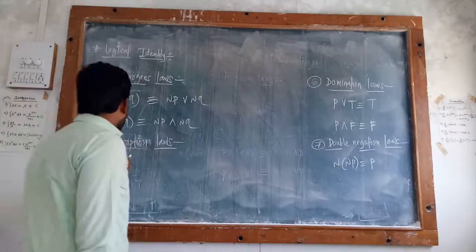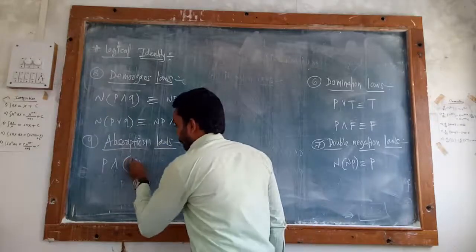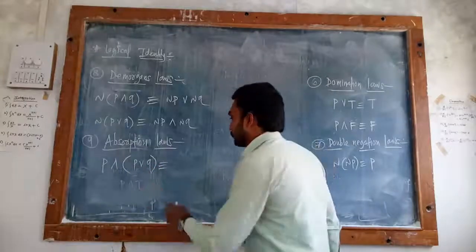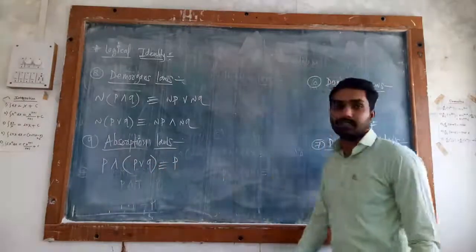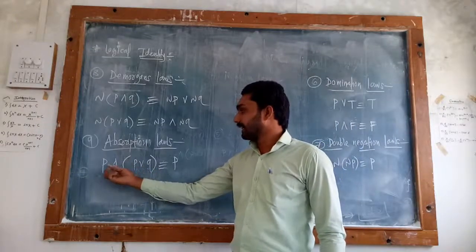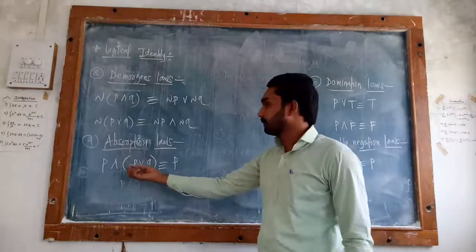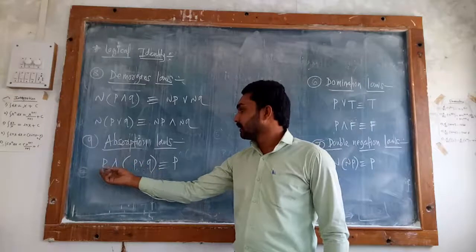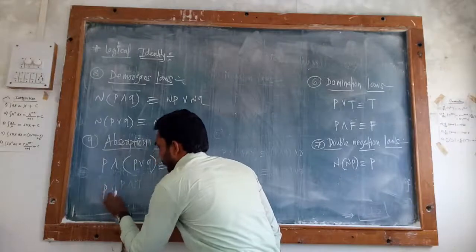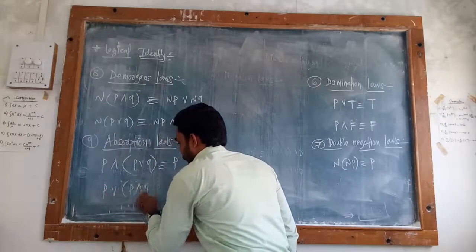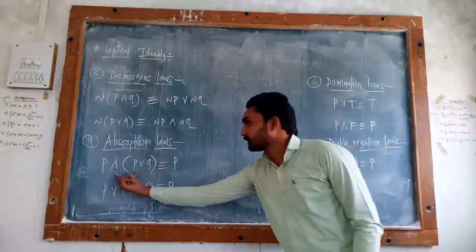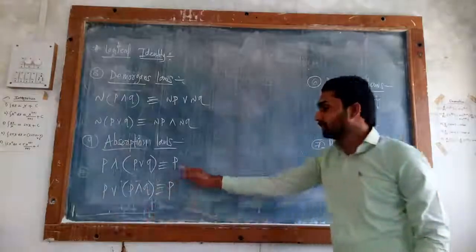P or (P and Q) is logically equivalent with P. Because we distribute P inside, then P and P is again P, and P or (P and Q) is P or Q, and then this will become P. Similarly, P and (P or Q) is logically equivalent with P. These two are your absorption laws. Then we have to absorb this value, and we will have your P only.